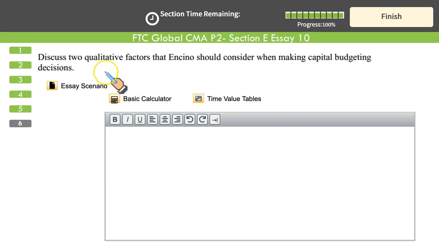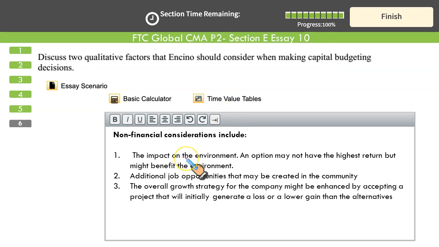Then discuss 2 qualitative factors that Encino should consider when making capital budgeting decisions. NPV, IRR, payback, all these are quantitative measures. We can use some qualitative factors in determining the desirability of the project. It involves impact on the environment. Let's highlight the points that you can include in your response. Impact upon the environment, because if the impact on the environment is not considered, later on it could result in penalties for the firm.